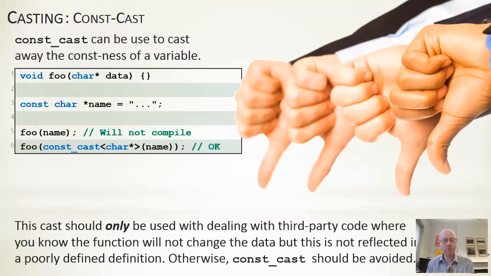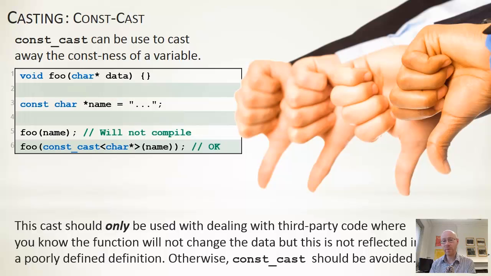It comes down to, if you're dealing with third-party code that you have 100% confidence in, but it hasn't been designed particularly well, then you might consider using a const-cast. In particular, if the third-party code has a method, and you are 100% certain that that method will not change the data. So it's definitely not going to change it.